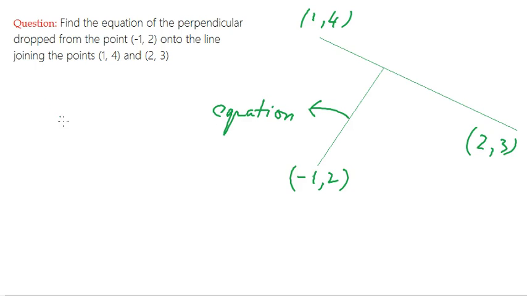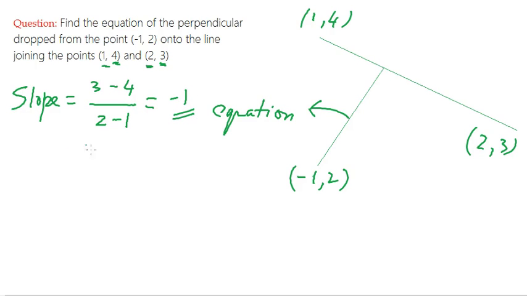Okay, so first things first, we've got to find the slope of the line that joins 1, 4 and 2, 3. So slope is essentially the difference of the y coordinates, that's these two, so 3 minus 4, divided by the difference of the x coordinates, 2 minus 1. So that's equal to -1. You can solve this and see it's equal to -1.